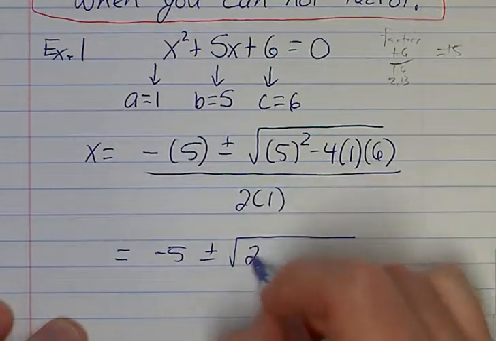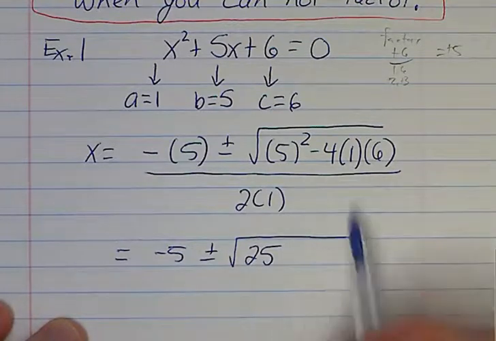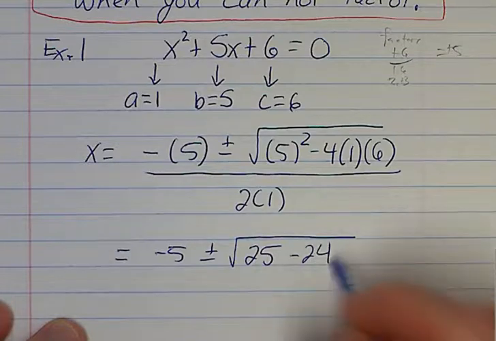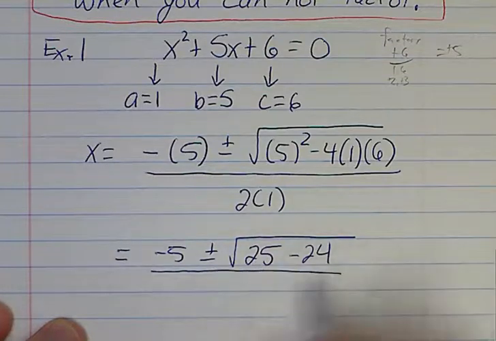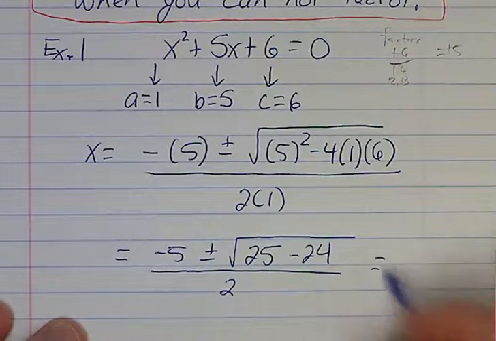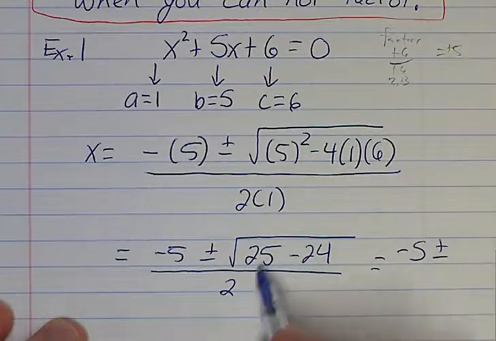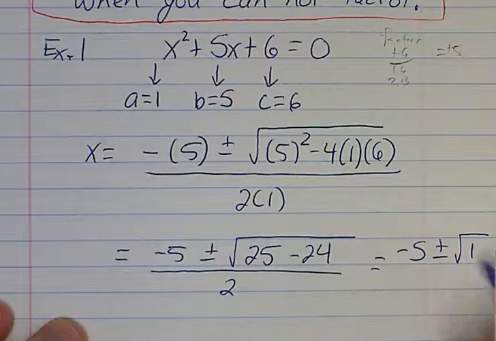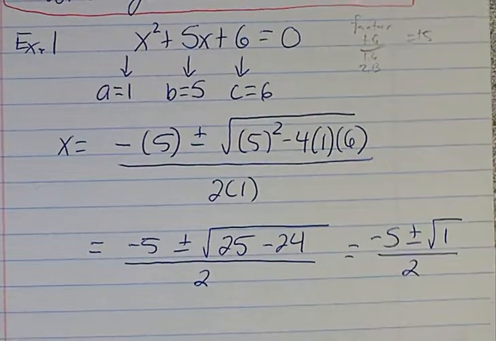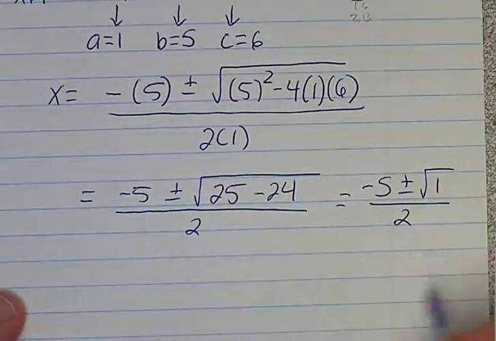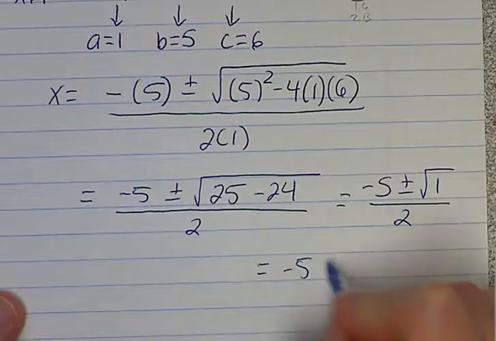5 squared is 25. And if we do 4 times 1, that's 4. 4 times 6 is 24. And that's all over 2. So that's -5, plus or minus, well, 25 minus 24 is 1. That one works out nice because the square root of 1 is 1.